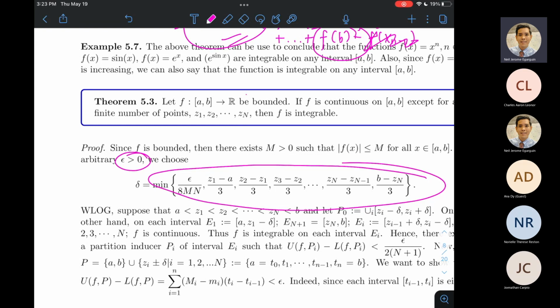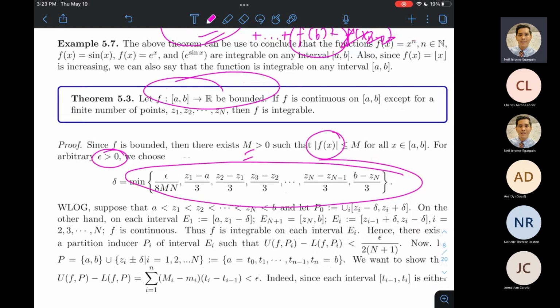Si f ay bounded. So, si f ay bounded, ibig sabihin merong isang positive number M na mas malaki sa lahat ng absolute value ni f of x sa buong interval AB. So siya yung nandito na capital M. Si capital N, siya yung bilang ng mga points of discontinuity. Kaya importante sa theorem na to na finite yung number of points of discontinuity para alam natin ano si capital N. Kasi kasama siya sa pagde-design ng partition inducer P.